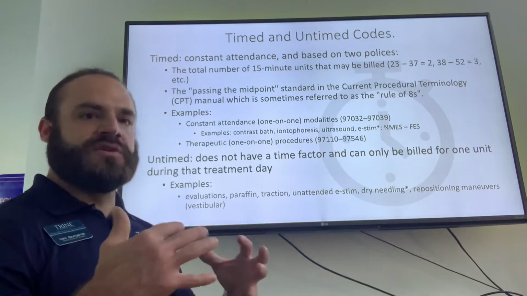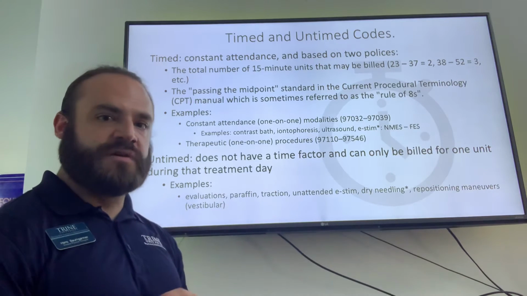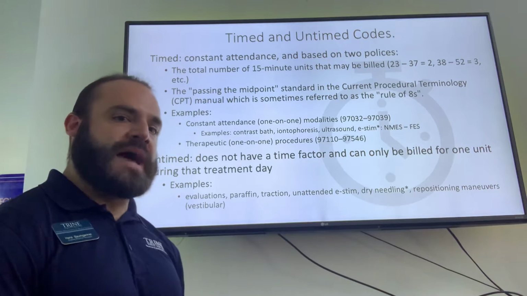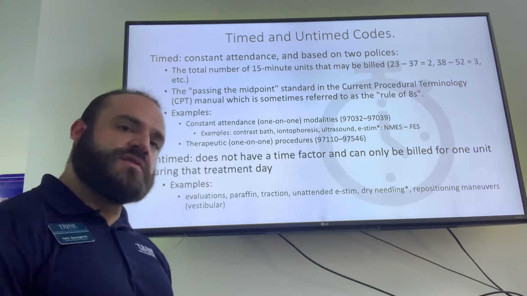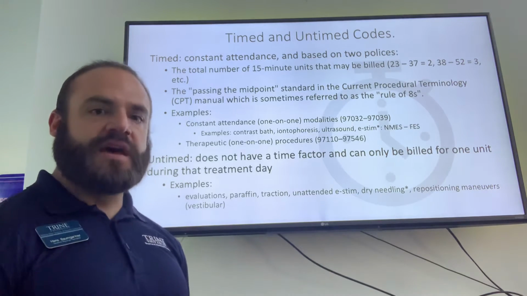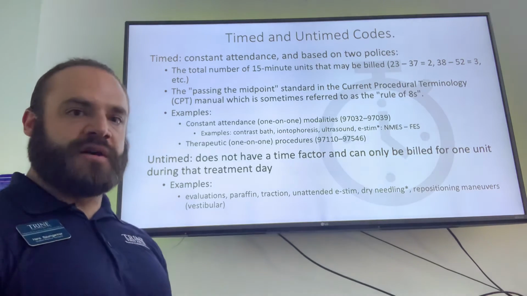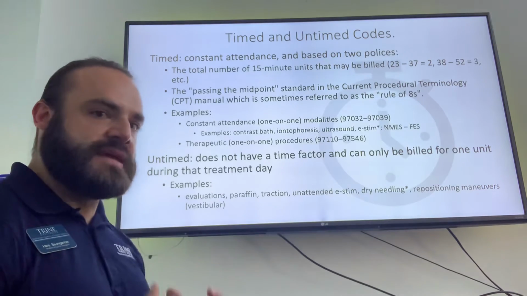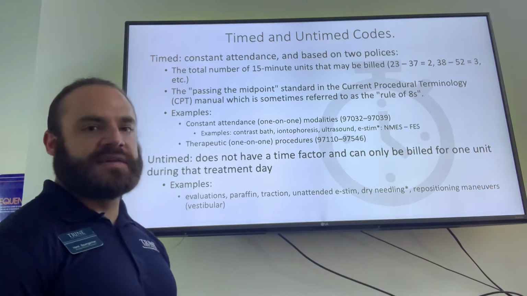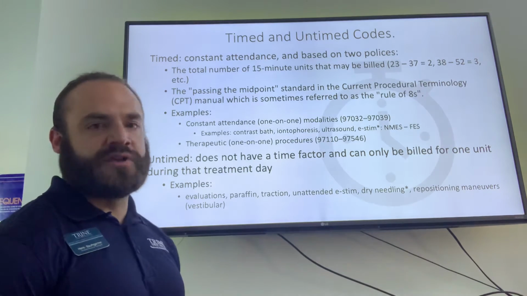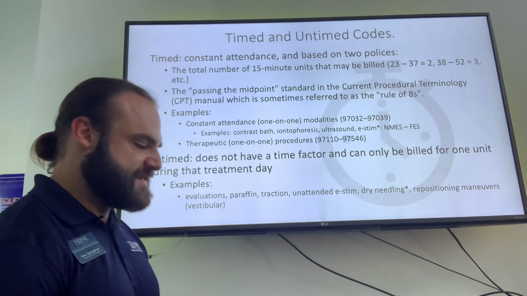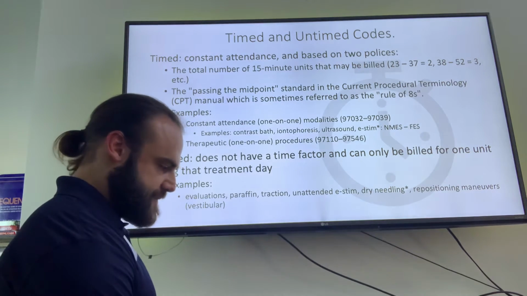So the total amount of minutes tells you the amount of units that can be charged. The other rule is called passing the midpoint. So once you get to 7 minutes and 31 seconds, or over half of 15 minutes, then you can charge for a unit of one type of service. You have to get to over half of that 15 minutes though. Untimed, as the name implies, it doesn't matter how long you spend, you're still going to be getting reimbursed the same. I listed some examples of each of those two types right here.